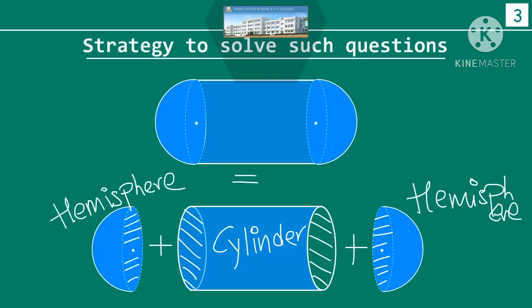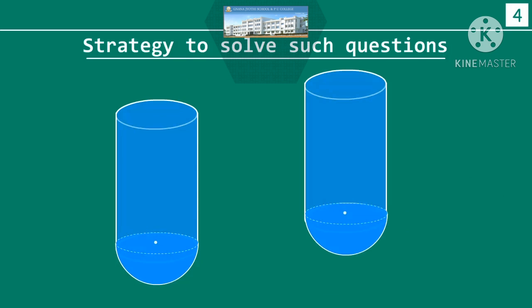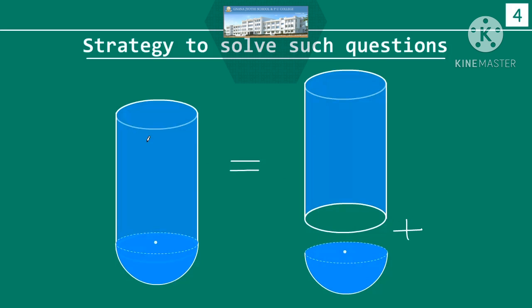Let's take a look at one more example. So now we have something like this. You should be immediately able to visualize that this can be thought about like this. The idea is for you to be able to visually see that you are given one complex shape and you are able to visualize this as a combination of a cylinder and a hemisphere.